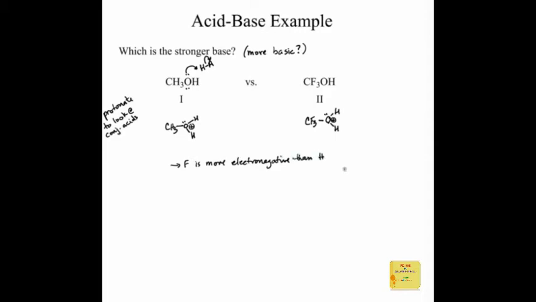Okay? That means that it withdraws electron density inductively, right? So the effect we have going on is something like this. Each of those carbon-fluorine bonds is polar in the direction of the fluorine. It pulls electron density, so that makes this bond polar as well, and it pulls electron density. I mean, it's an EWG.